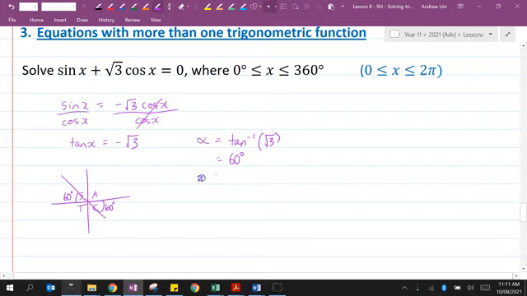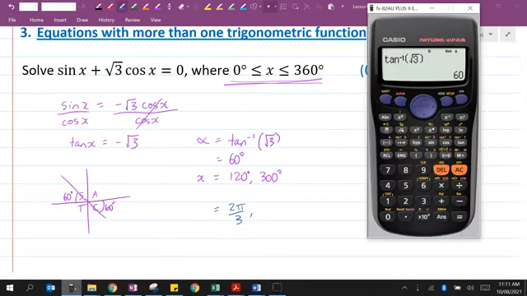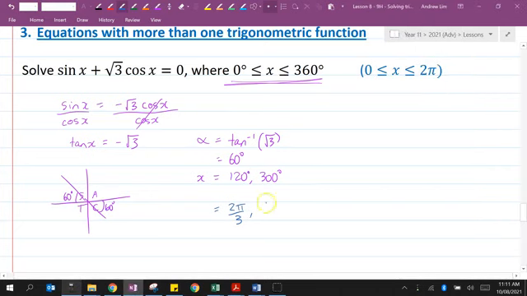So what is x equal to? X is equal to 180 minus 60, 120 degrees, and 360 minus 60, 300 degrees. And we can see here that the answers are in our given domain. Let's convert this to radians. That's 2 pi on 3, and 300 on 180 is 5 pi on 3.